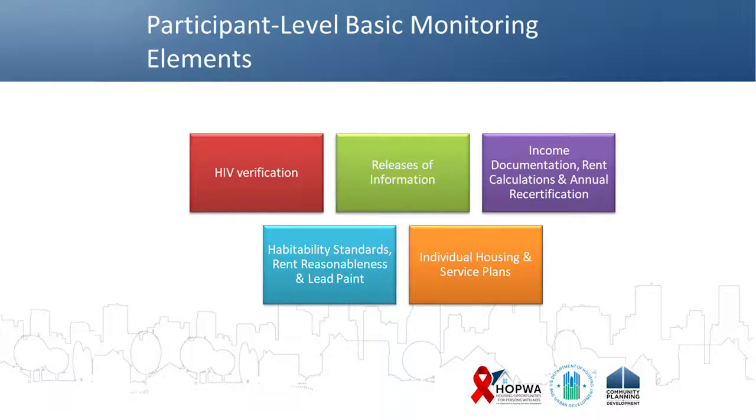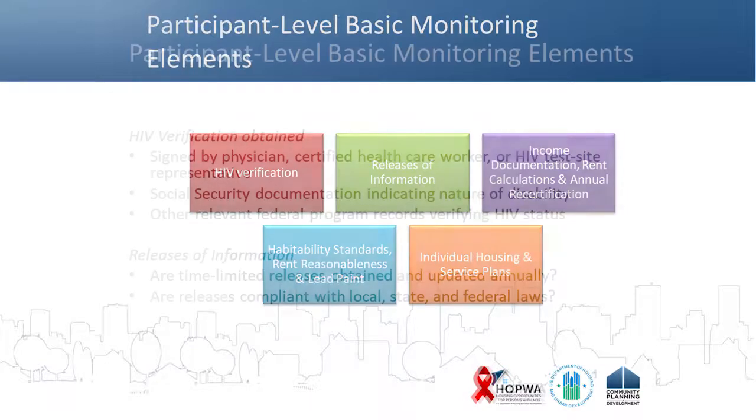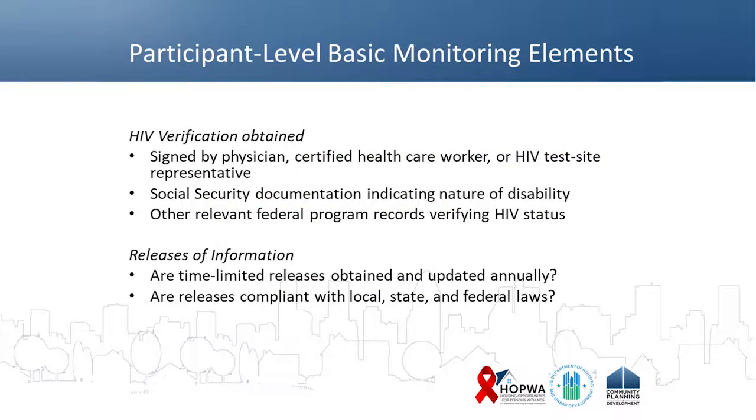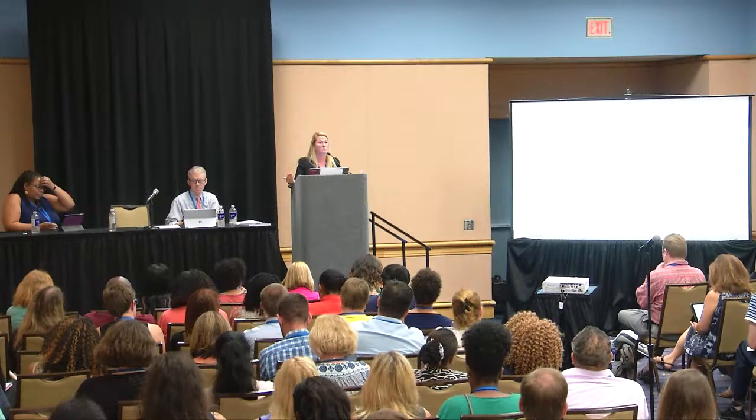So speaking of eligible HOPWA clients, we move to the participant level basic monitoring elements. So we're at the grant level, we're really looking at the grant as a whole. We're taking a step down to look at how the participant is interacting with the HOPWA funding. These basic elements, HIV verification, releases of information, income documentation, rent calculations, annual certifications, habitability standards, individual housing plans and service plans. These are all elements that are really establishing eligibility and ensuring that activities are being provided in compliance with HOPWA regulations.